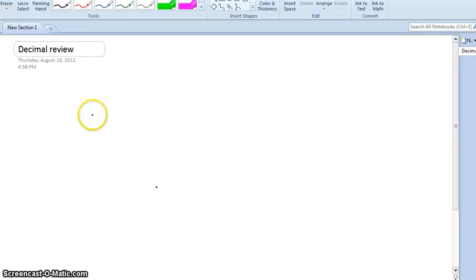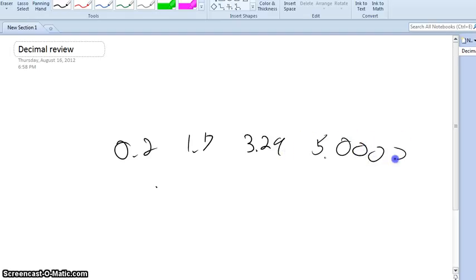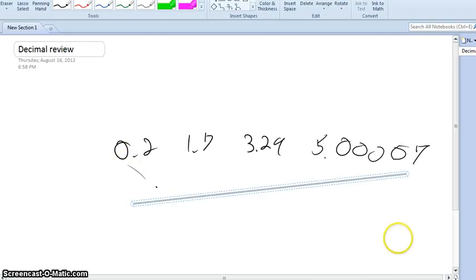Now I'm just going to write out a couple of decimals: 0.2, 1.7, 3.29, 5.00007. Now what we're going to look for is the ones place. So 0, okay, so it's before. We're going to do it with greatest at this end and lowest at this end. So 0, 1, 3, 5. Okay, I put them in order.